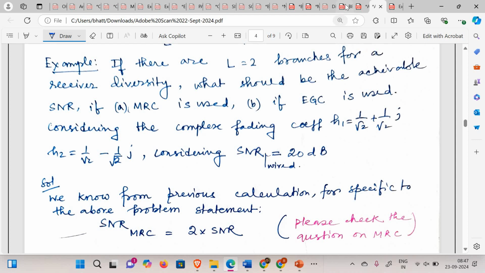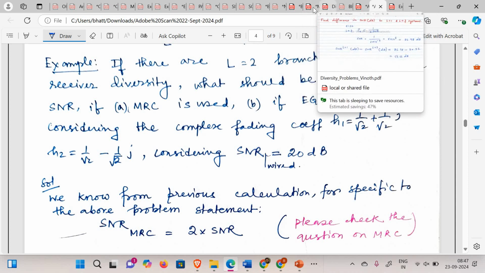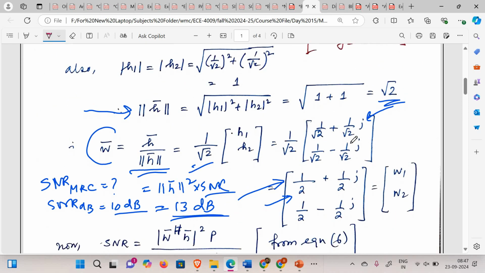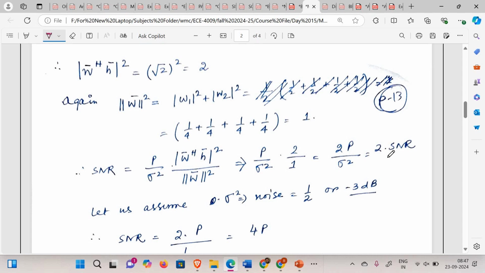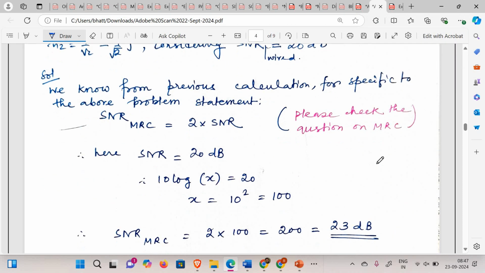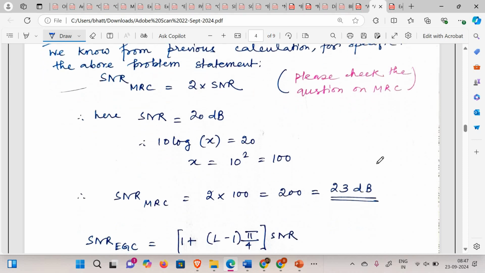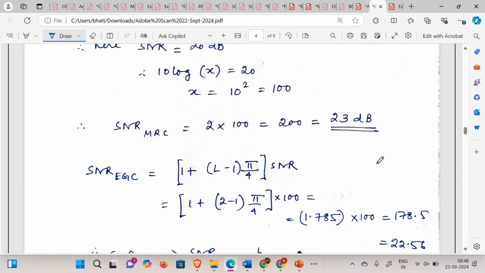Now in case of MRC, if you remember, I will show you this. In the calculation, we came across SNR in MRC is equal to 2 of SNR, because here also there are two antennas. After that, we had taken some approximation. If we ignore that, SNR MRC came as 2 of SNR. So we take that approximation now. SNR is given as 20 dB. Convert that to linear scale and substitute. So SNR MRC is around 2 into 100, which is around 23 dB. So 20 dB is the channel SNR, but you are improving it to 23 dB because of the diversity scheme. In the same order, we use the generic equation for EGC.